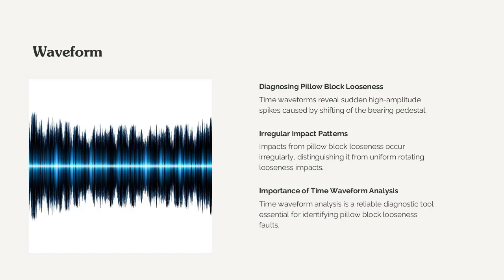Time waveform for pillow block looseness. This slide explains how the time waveform can be used to diagnose pillow block looseness. The waveform often contains sudden high-amplitude spikes and chaotic signal segments caused by the shifting of the bearing pedestal. These impacts may occur irregularly, differentiating pillow block looseness from rotating looseness, which tends to have more uniform impacts. The content stresses that time waveform analysis is one of the most reliable methods for diagnosing this fault type, making it essential for the analyst's diagnostic toolkit.